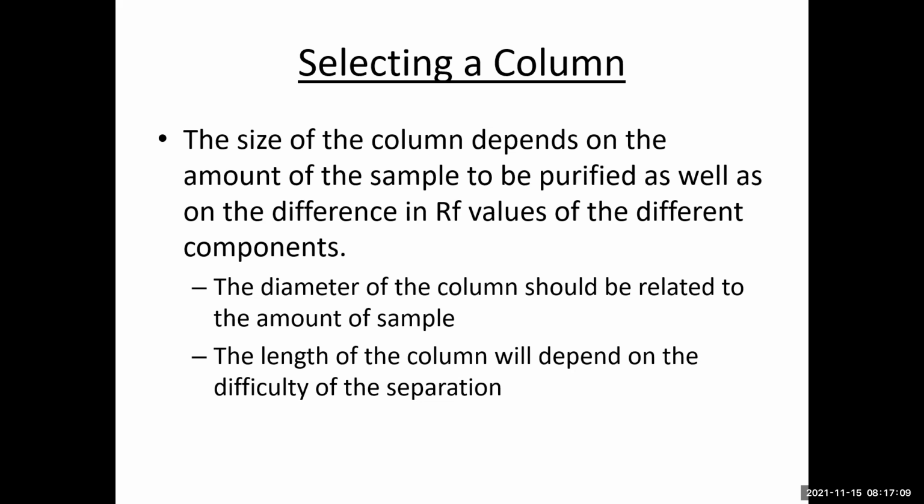We would typically want the compound to spread out in a thin layer at the top of the column and then move sort of uniformly through the column. If you put a lot of compound and the diameter is really small, it'll be a nice thick layer of compound. And then as it moves through the column, it kind of gets bigger and bigger. So you potentially run the risk of having less separation if the band of compound is thicker at the top. So it depends, again, on the amount that you have and the difficulty of the separation.